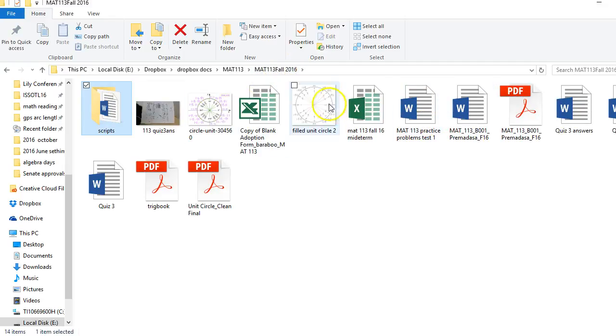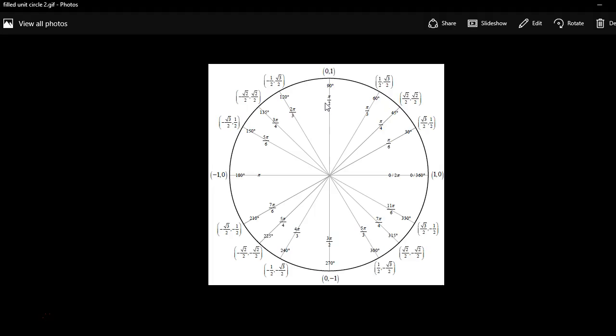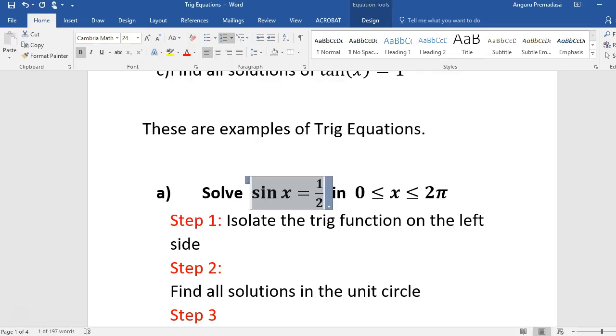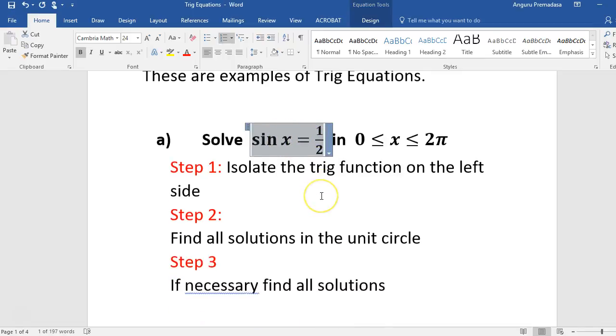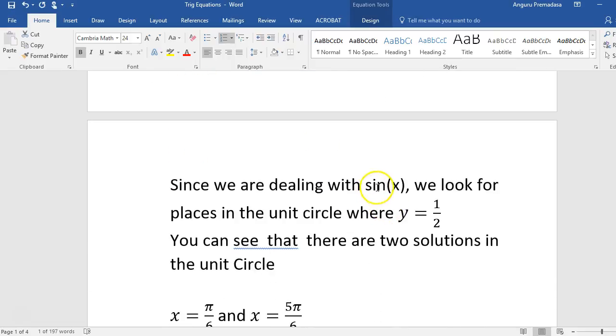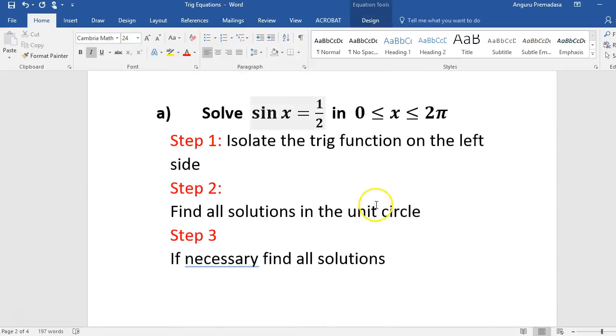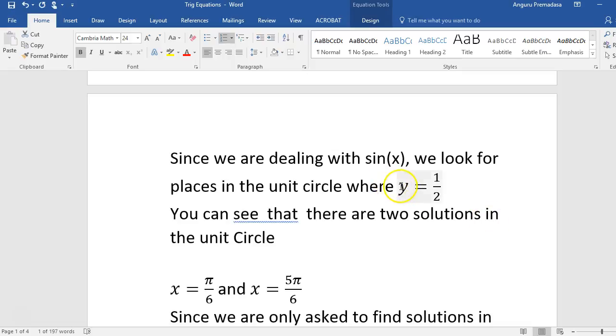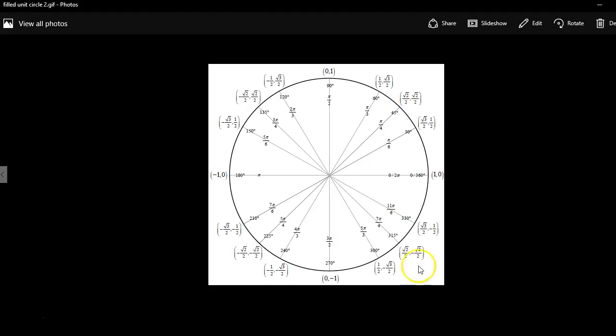So here is a filled unit circle, right? Now let's get back to our problem. You need to find the places where sine x is equal to 1/2. You may remember that in the unit circle, sine is actually the y coordinate. Because you want to find the places where sine x equals 1/2, this is like saying y is equal to 1/2. So you want to find the places in the unit circle where y is equal to 1/2. If you take a look at the unit circle, you will notice that there are two places where y is equal to 1/2.